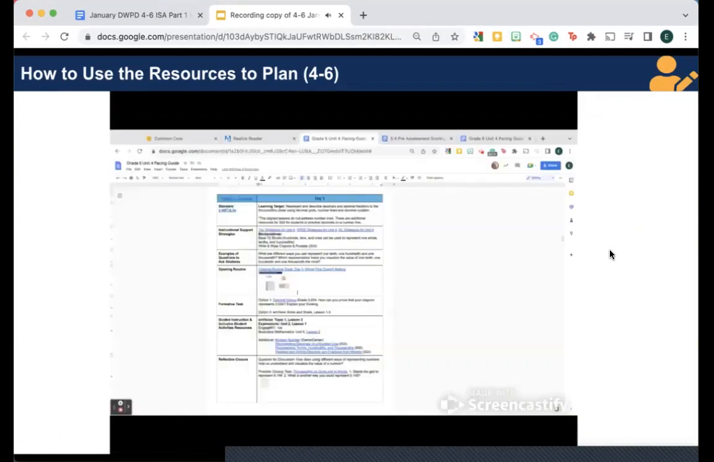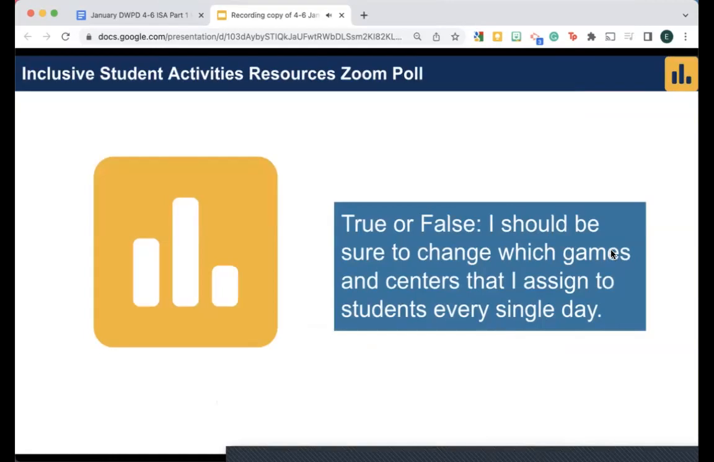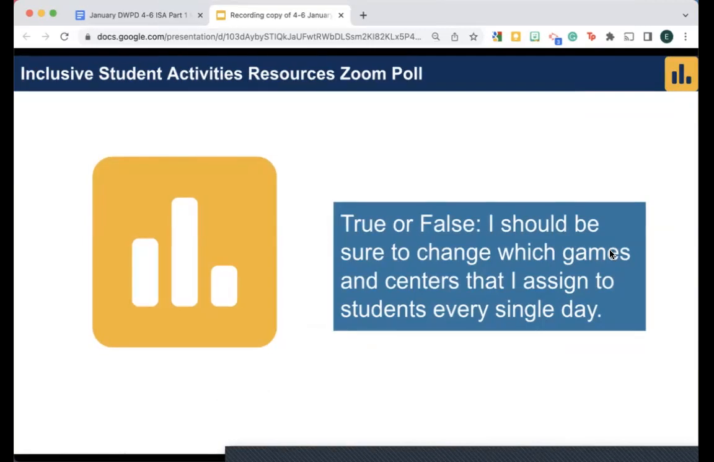Let's think about inclusive student. So let's do some quick true or false questions. True or false? I should be sure to change which games and centers that I assign to students every single day. Well, I kind of just reminded you of the answer to this one a second ago. This is absolutely false. Even if you had enough time to plan that, it just wouldn't make sense. There's no way you can teach students new game rules every day. Find a game that's really impactful for that week or that topic and stick with it.